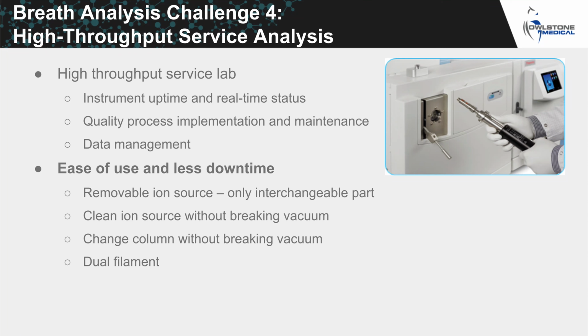So going back to the topic of stable instrumentation, we have effectively a service lab. And so we need instruments we can rely on, which don't need continuous maintenance, which are capable of working in a high throughput environment. One of the biggest appeals of the Orbitrap from an operational perspective is that the ion source can be removed, changed, cleaned, all without breaking vacuum, which means a reduction in instrument downtime. The option of the dual filament is also great because if one goes down, we can still run the instrument until we need to change it. So it allows for completion of the analytical run.